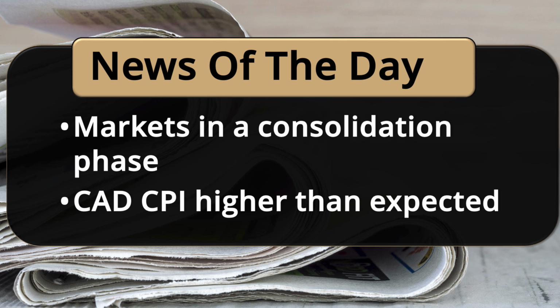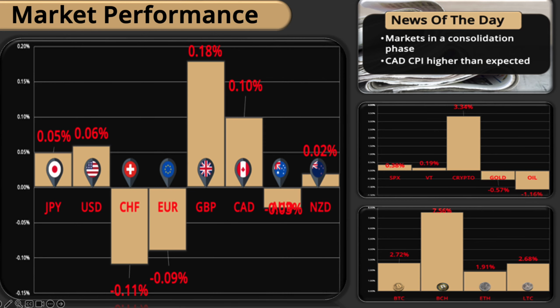On the other hand, we had the Canadian CPI, which again came higher than expected. After some consecutive numbers on the downside, this was a little uptick. So we'll have to take a look at the Canadian dollar, since we like the CAD onto the upside going into this week.